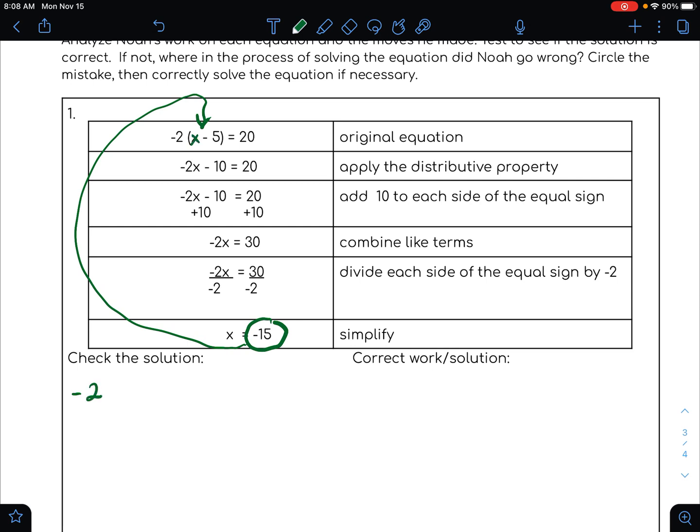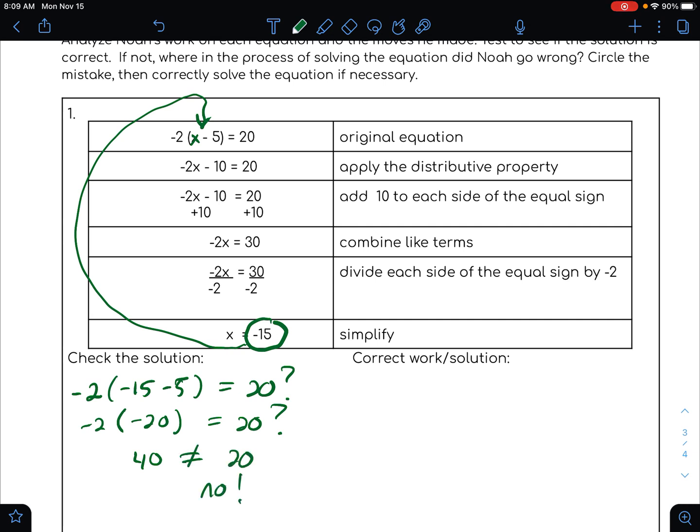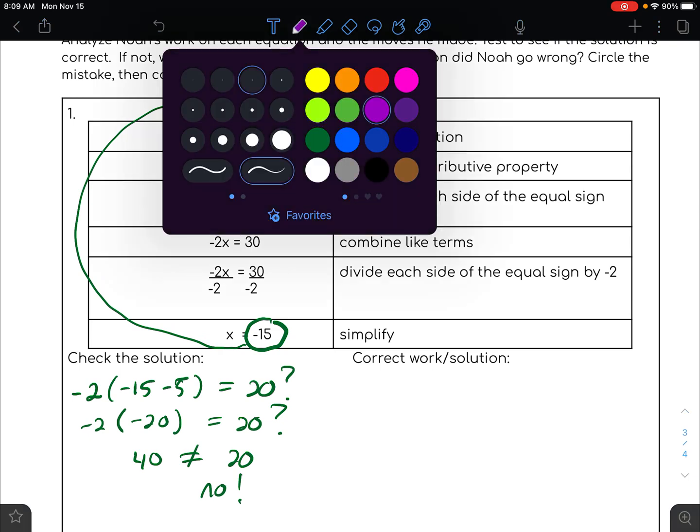So we're going to put negative 15 in for x and see what happens here. So negative 2 times negative 15 minus 5, and the question is, does that equal 20? Negative 15 minus 5 would be negative 20. And hopefully you're seeing at this point that negative 2 times negative 20 is 40, and 40 is not equal to 20. So no. He must have done something wrong through the process here.